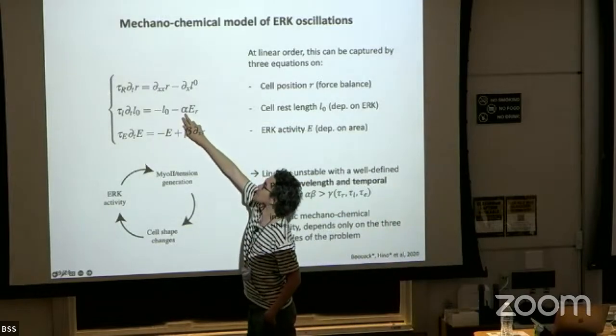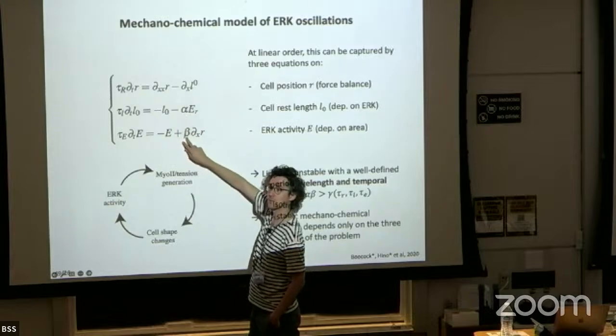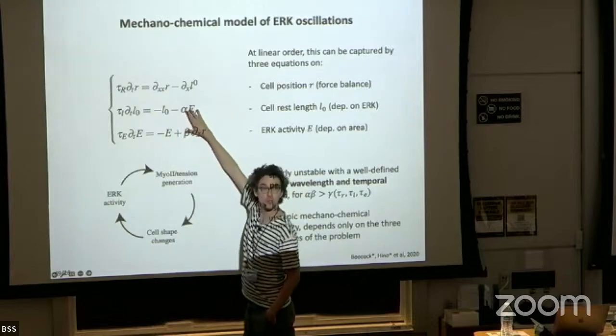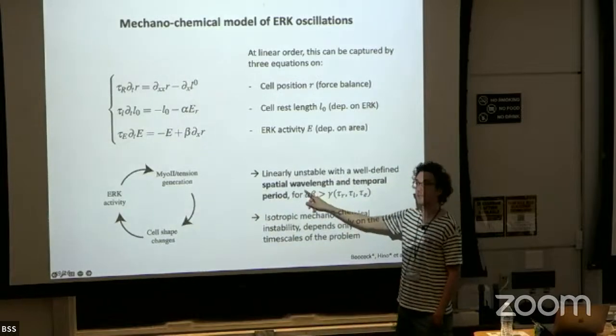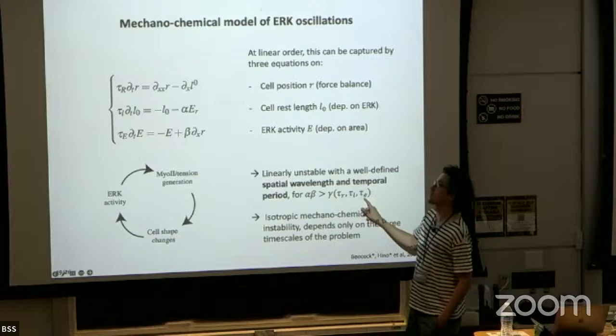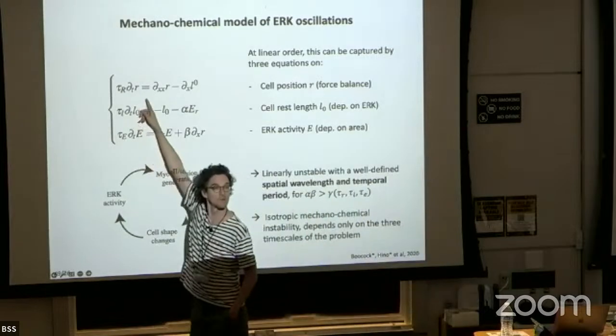It's only the product of these two couplings. So this is the coupling from chemistry to mechanics. This is the coupling from mechanics to chemistry, and it's only the product of the two that matters. So you get an instability if the product of the two couplings is larger than a threshold that depends only on the 3 time scales of the system.